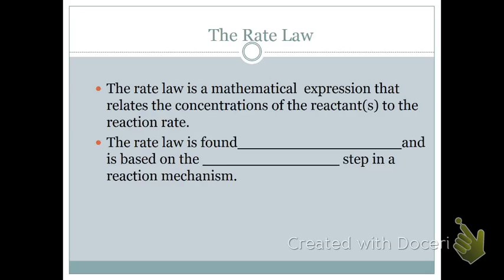So the first thing is that the rate law is found experimentally. And is based on the slowest step in the reaction mechanism. And we're going to talk about the reaction mechanism in a second. It's always based on the slowest step. Okay? So kind of like the chain is only as strong as its weakest link, a reaction is only as fast as its slowest step.